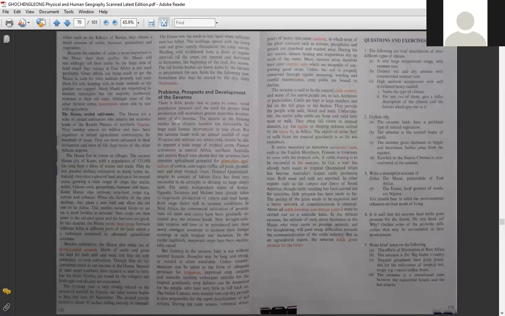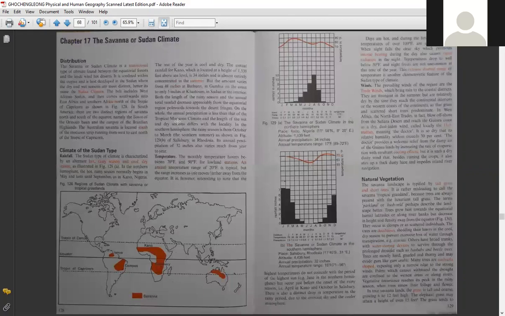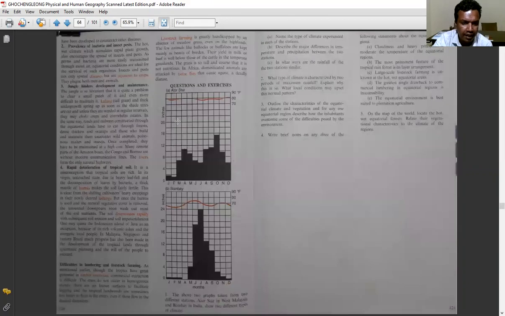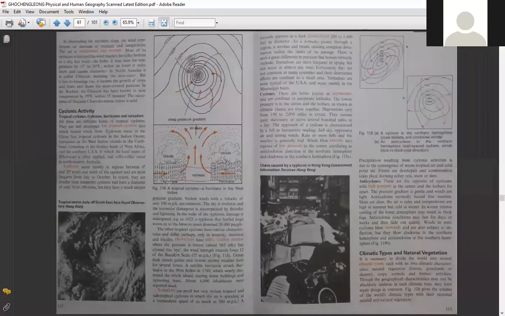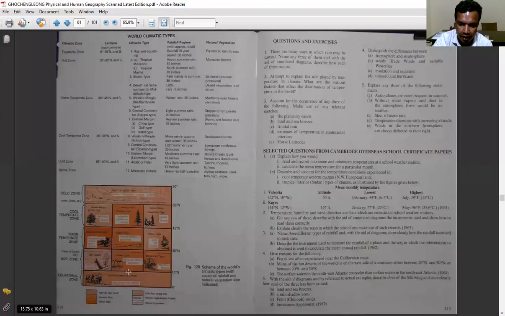Yasmin? Yes. Check it. Now moving on to the next type of climate, that is the steppe type of climate. Now we will see what is the steppe type of climate. Steppe type of climate is located between 30 to 40 degree latitude in the middle of the continent.